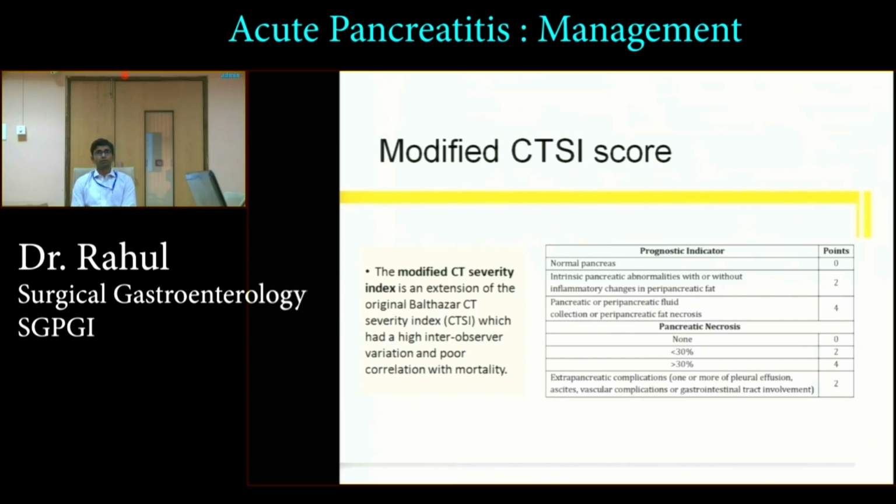Now in terms of pancreatic necrosis, if there is no pancreatic necrosis, it is given a score of 0. If less than 30% of the organ is involved and it is ischemic, then it is given 2. If more than 30% of the organ is involved, it is given 4. And apart from that, if there are extrapancreatic complications in terms of pleural effusion or vascular complications like splenic artery blockage or thrombosis, or splenic vein thrombosis, or there is any gastrointestinal tract involvement, then it is given another 2 points. So the maximum score is 10 and the minimum score is 0.